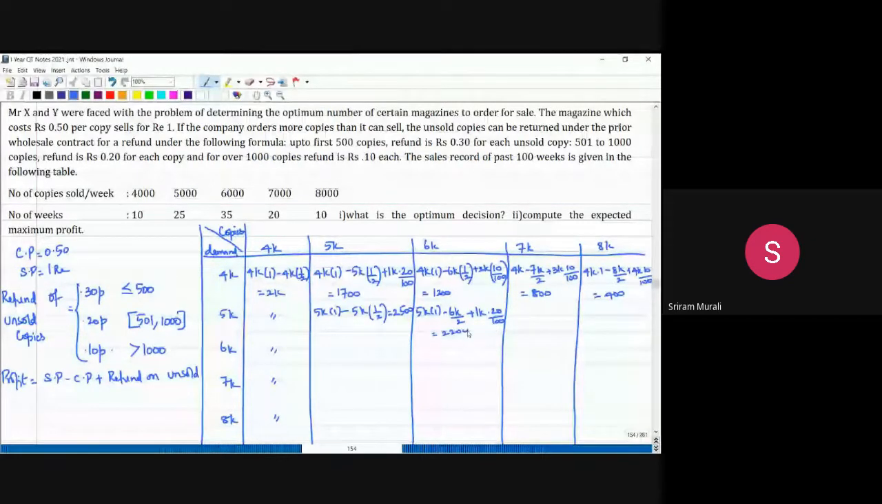In the same way, this one is 5k into 1 minus 7k by 2 plus 2k into 10 by 100 because 10 paise. So the value of this comes to 1700. The last case comes to 1300. That is 5k into 1 because demand is this, minus 8k by 2 into 1 by 50 paise, plus 3000 copies not sold out into 10 by 100. That is equal to 1300.